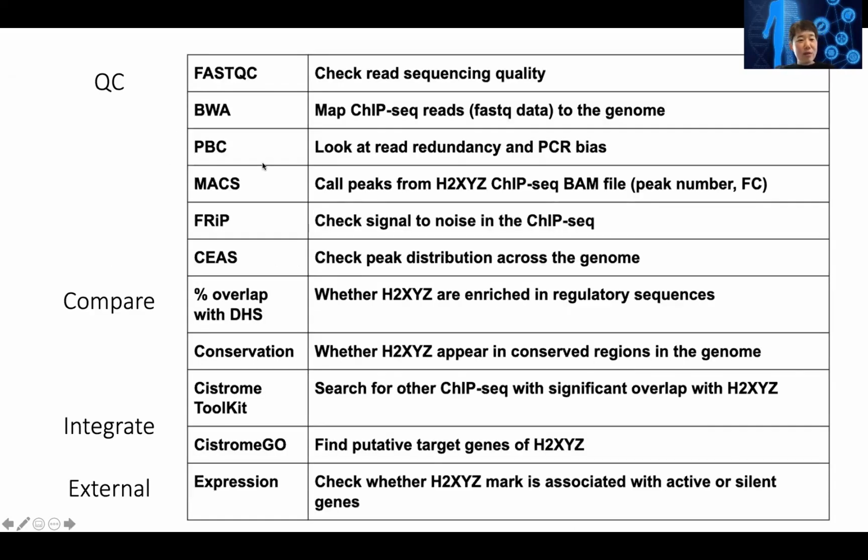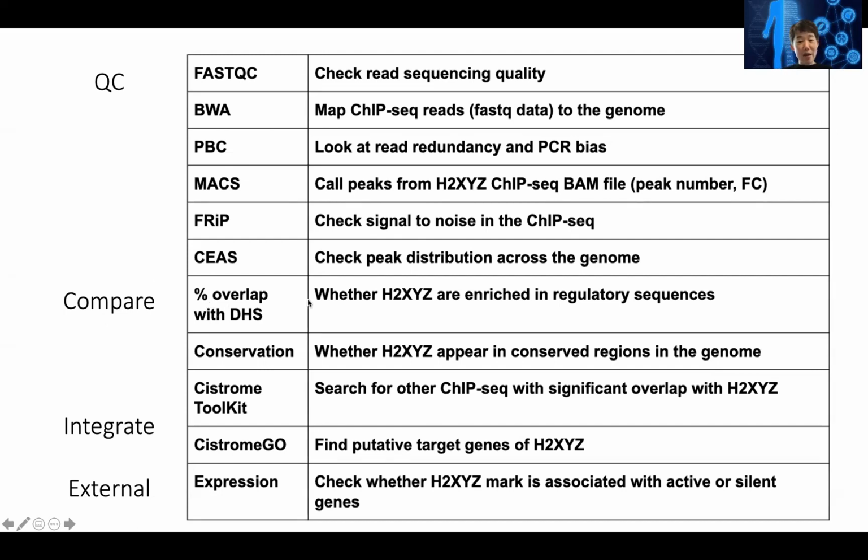So you can see here, this is similar to the other one. You start with QC, right? You want to do FastQC, you do the read mapping, you make sure it's not too redundant. You use MACS to call the peaks, and you also want to check the signal to noise in your ChIP-seq. You want to check the distribution of the peaks across the genome. You want to see, is my histone mark enriched in the promoters, exons, introns, or intergenic regions, right? Things like that.